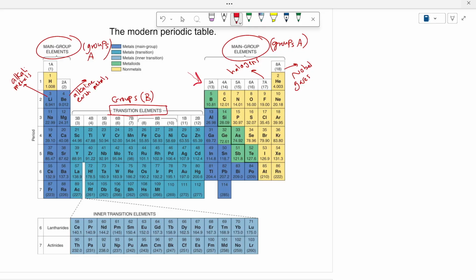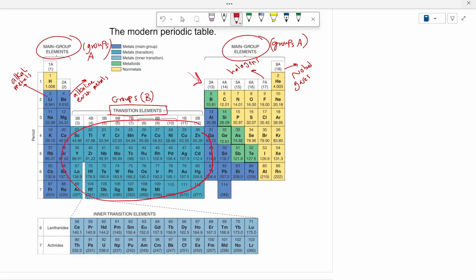These are called group A elements or main group elements. Don't forget it. Elements on the left and on the right, these are called group A elements or main group elements. While those elements in the middle here, these are called the transition elements or group B elements. This is why the number of each column has a B letter.